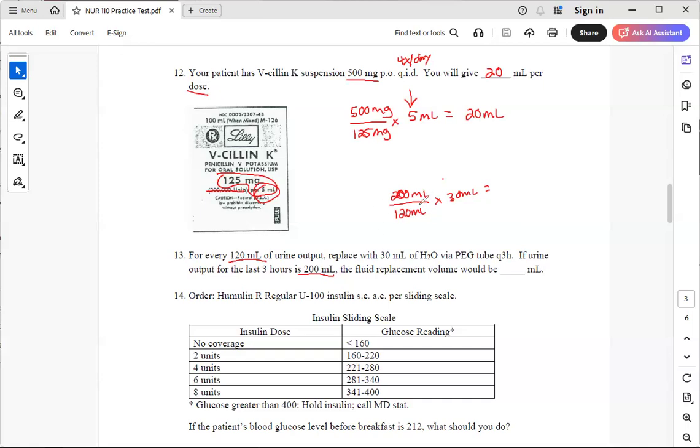But if you don't like what I'm doing here, alternatively, what I would suggest is taking your replacement volume over your expected volume, the 120 ml, and setting it equal to the new volume you're looking for over the 200 ml. Now you could cross multiply if you want to. But what I usually do is pay attention to the two numbers that we know, the 200 and the 120. If I take 200 and divide by 120, I actually get 1.6 repeating.